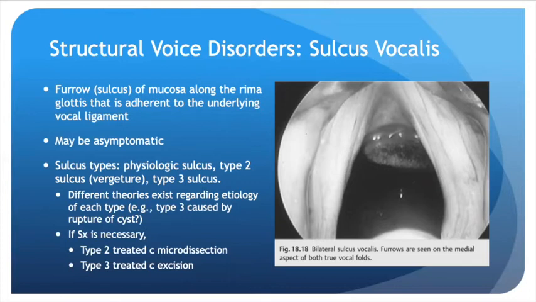And there are multiple types. So there's physiologic sulcus, type 2, Bergature, and type 3. There are different theories regarding the etiology of each type. For example, type 3 might be caused by rupture of a cyst. And like I said, they might be asymptomatic, so no surgery might be needed. Maybe if there are behavioral patterns that need to be addressed, you just address those. If surgery is necessary, then type 2 might be treated with microdissection, and type 3 might be treated with excision.